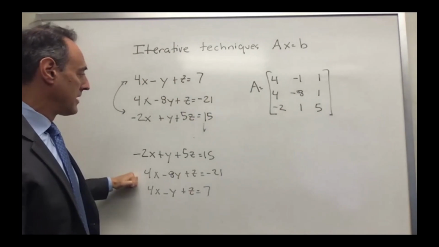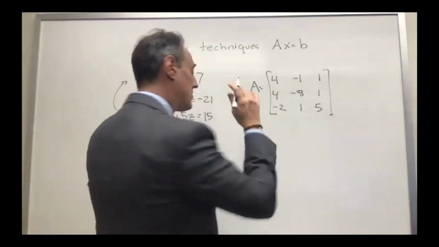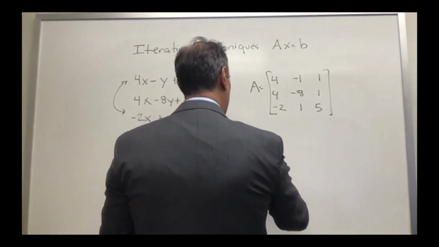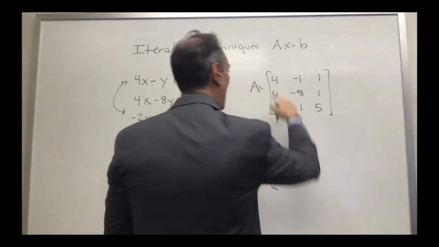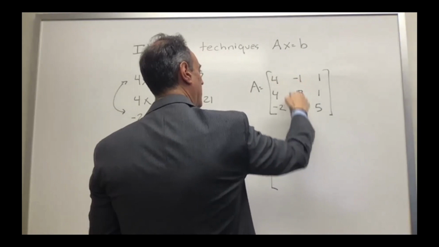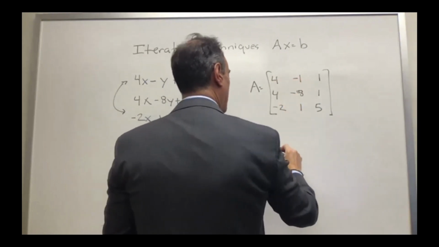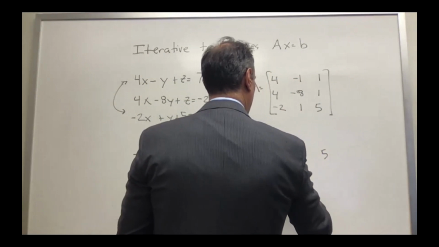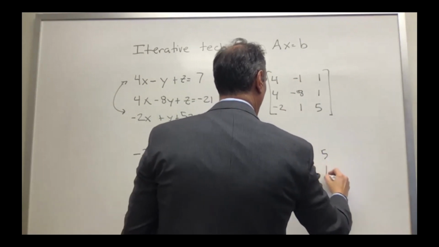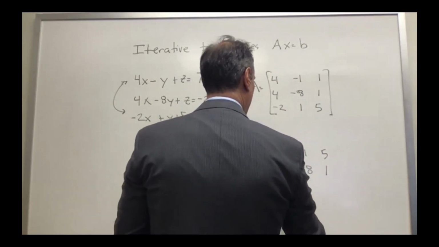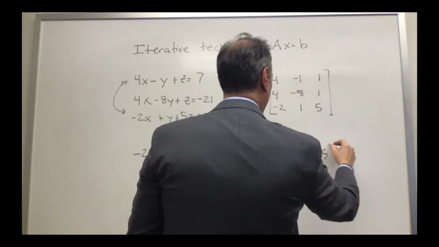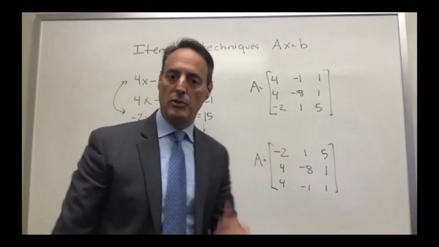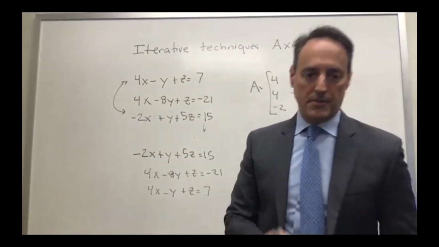When I look at this matrix, which is the same solution, all I've done is interchange rows, columns. All I'm going to do is switch this with this, first and third rows. So I'm going to get -2, 1, 5, 4, -8, 1, and then 4, -1, 1. Okay, same solution, but here's the big difference.